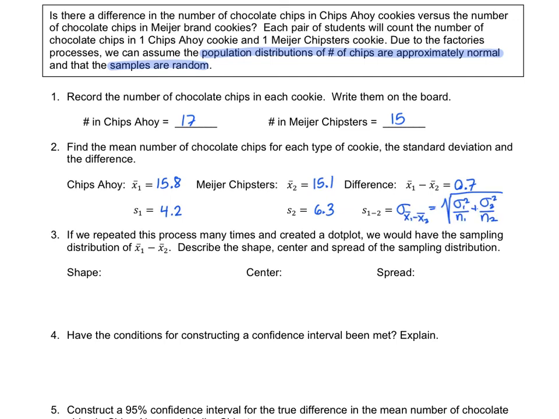Question number 3 says, if we repeated this process many times and created a dot plot, we would have the approximate sampling distribution of x1 bar minus x2 bar. And the shape would be approximately normal, and we know this because the population distributions of chocolate chip cookies are approximately normal. The center of the sampling distribution is going to be mu sub x1 bar minus x2 bar, and that's going to be mu sub 1 minus mu sub 2. And the spread we already talked about.